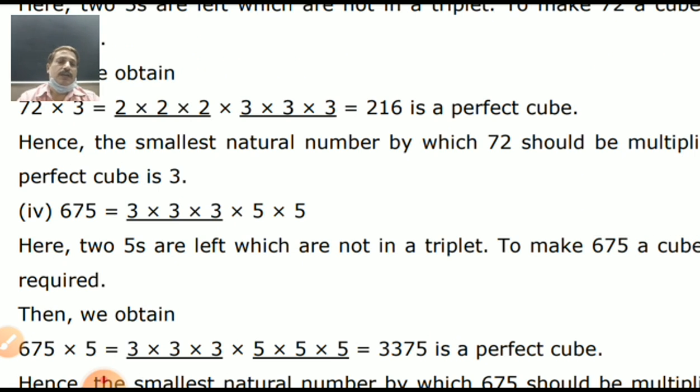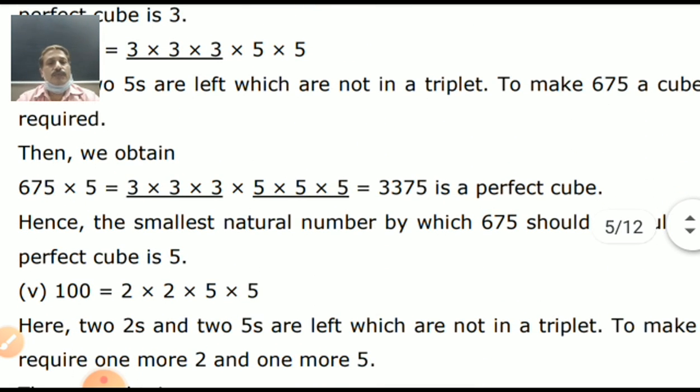5 is missing. Multiply by 5, that gives me 3375. That is a perfect cube of 15. How did I say 15? Because 3 into 5 is 15. Correct. Triplets are there. So the smallest number is 5.